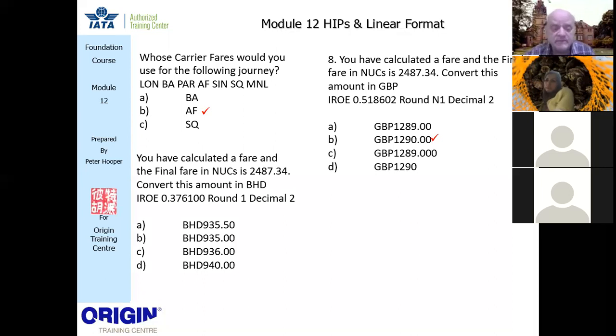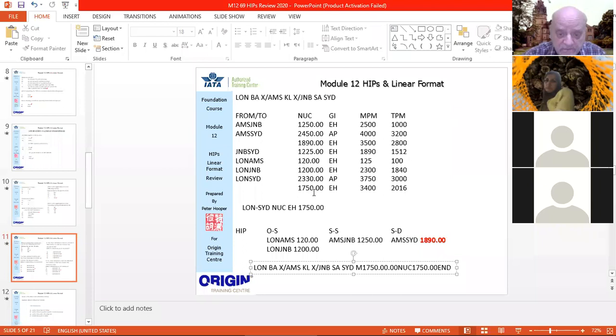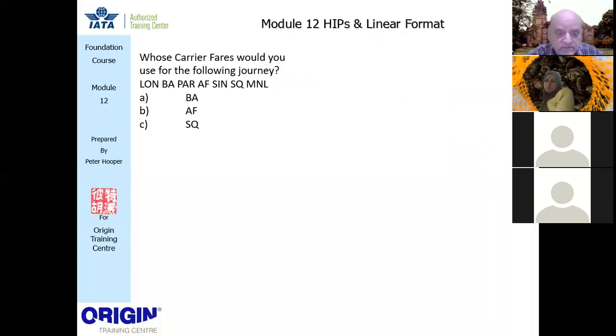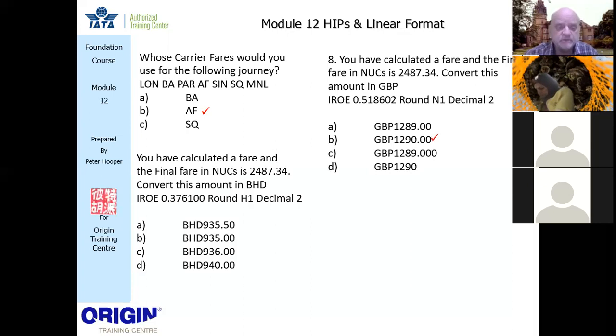All right, here's another one. Let me change this. Right. You've calculated a fare. You get 2487.34. Convert the amount. Now, this time it tells you to round, decimal 2. They've all got decimal 2.